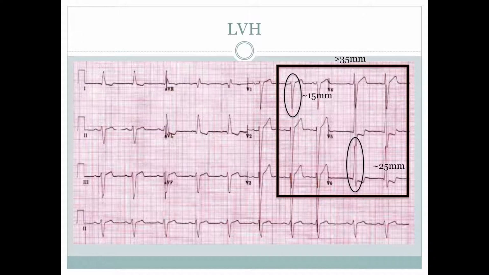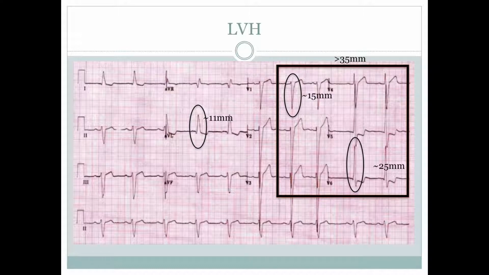So if you add those up, it's about 35 millimeters, and that meets criteria for LVH. And then on top of that, if you look at aVL, you can see that the R wave there has a height greater than 11 millimeters.